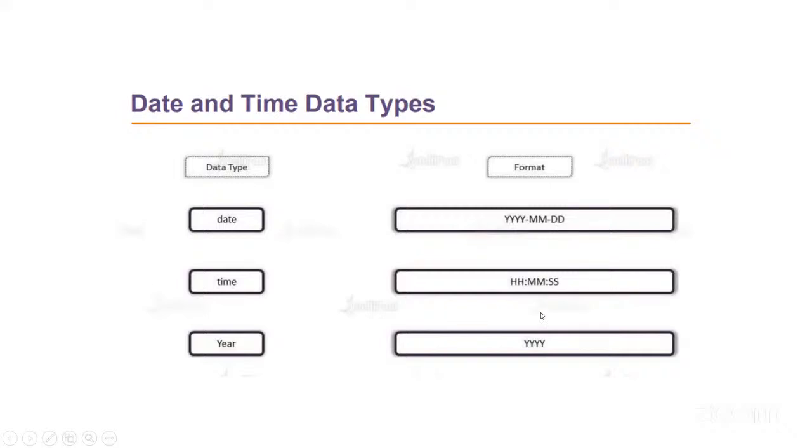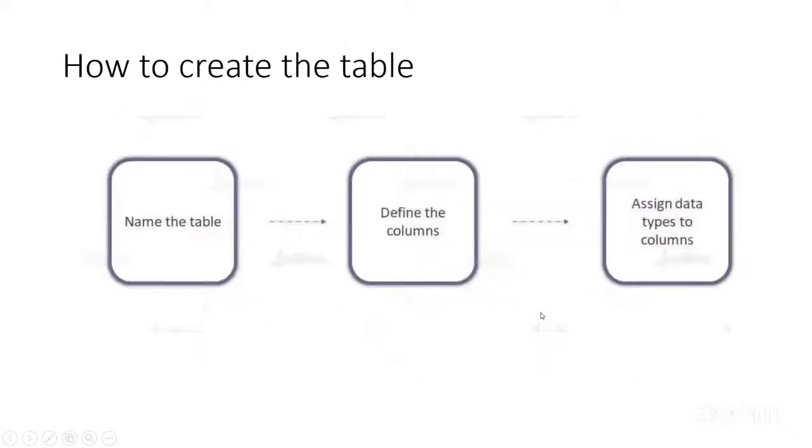So how do you create a table? To create a table, what do you need to do first? First of all, we need to name the table. Second, what are the columns inside it? Before going to anything, you must know what data types you have for the columns, and what the name of the table will be.